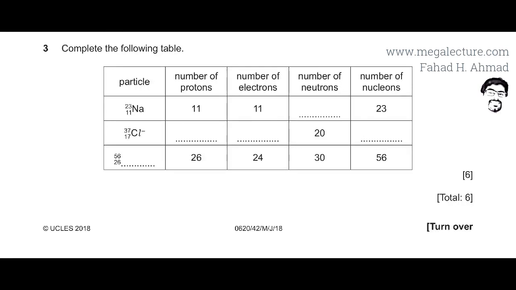In the following question related to atomic structure, we need to complete the following table. So the first element is given, sodium, with 11 protons, and 23 is the atomic mass that's given. The nucleon number is given as 23. So we need to find the number of neutrons.